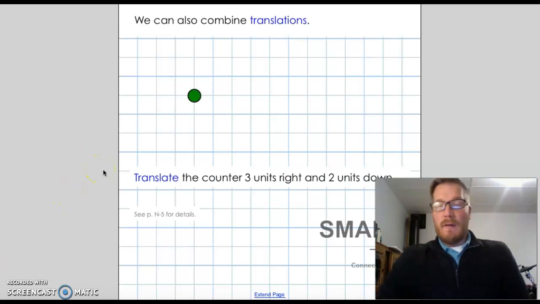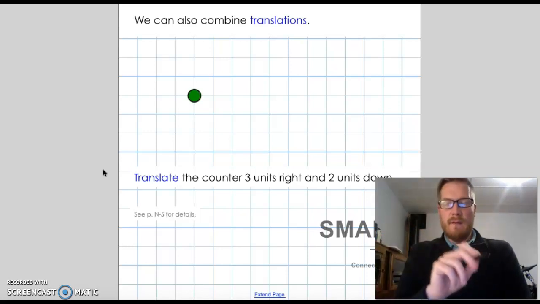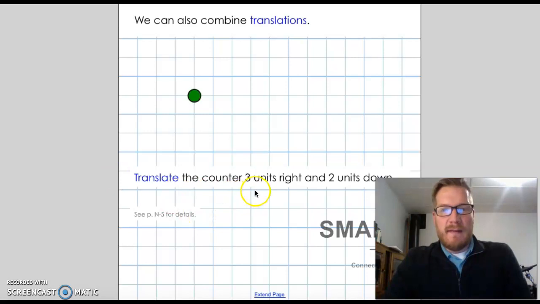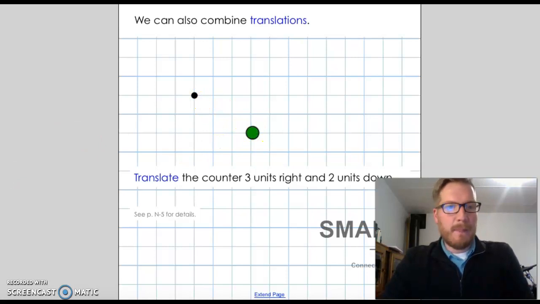You can also combine translations. You don't just have to do it horizontally or vertically, you can do a combination. So you could say translate this counter 3 to the right and 2 down. So it would go 1, 2, 3, 1, 2. You're only allowed to move them on vertical or horizontal lines, but it looks like it's been moved diagonally, even though it hasn't.